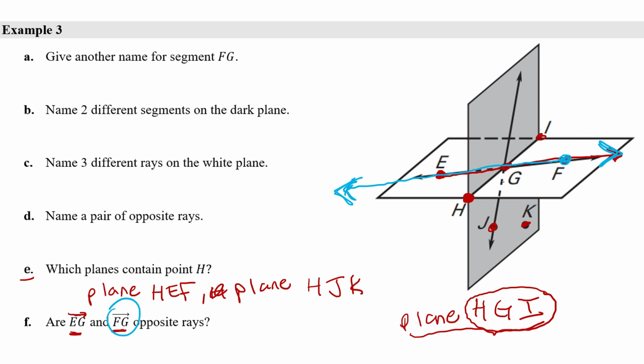But the thing is that in order for them to be opposite rays, they have to have the same endpoint. And this one has an endpoint of E, and this one has an endpoint of F, and so the answer here would be no. Once again, one has to start this way, and the other one has to go in this opposite direction, but they have to have the same endpoint. All right, and that concludes our first lesson on points, lines, and planes.